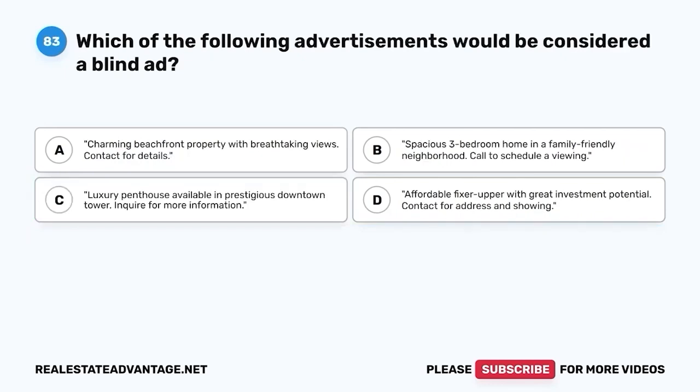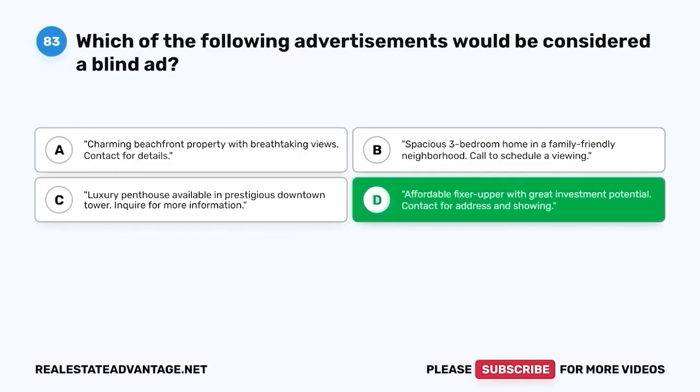Question 83. Which of the following advertisements would be considered a blind ad? A. Charming beachfront property with breathtaking views. Contact for details. B. Spacious 3-bedroom home in a family-friendly neighborhood. Call to schedule a viewing. C. Luxury penthouse available in prestigious downtown tower. Inquire for more information. D. Affordable fixer-upper with great investment potential. Contact for address and showing. The correct answer is D.